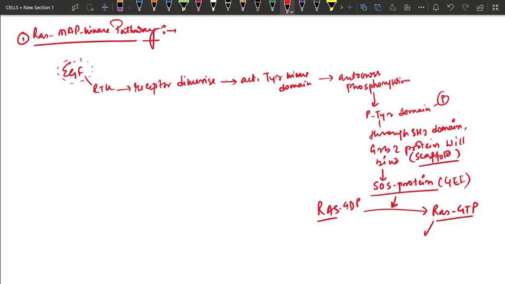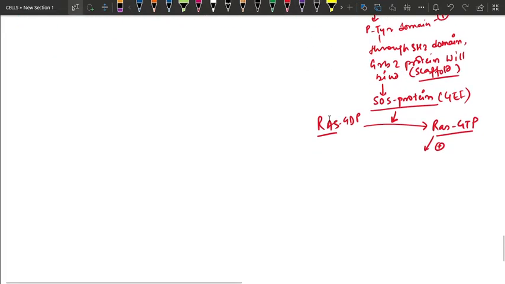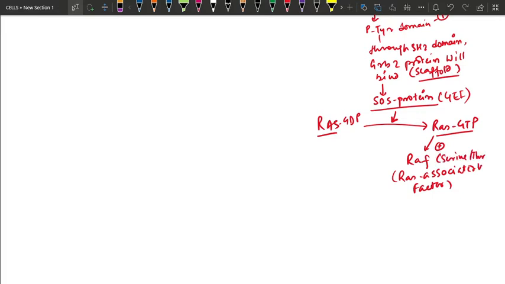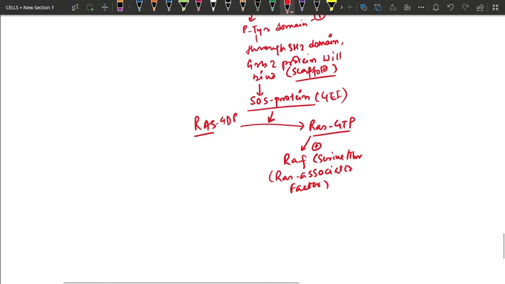this activates another protein that is known as RAF. RAF's full form is RAS associated factor, and this is nothing but a serine threonine kinase.